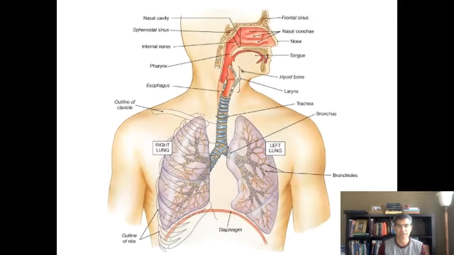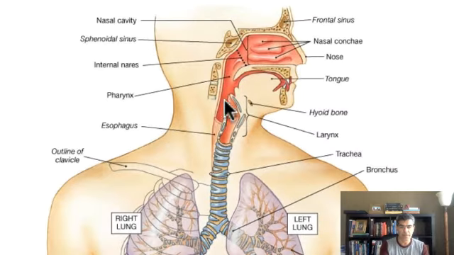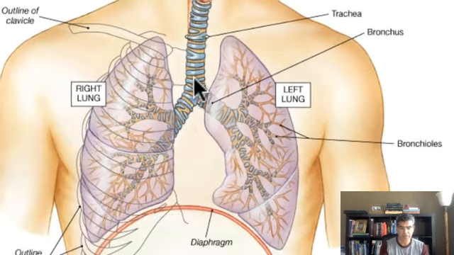Good morning. Let's start chapter 16 about the respiratory system. Let's begin this discussion with the anatomy of the respiratory system. You know that air is going to come from the nose, get to the pharynx, and then come to the larynx, this part. It's going to come to the trachea.